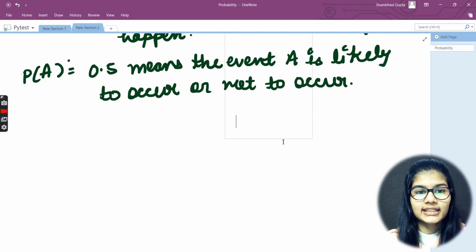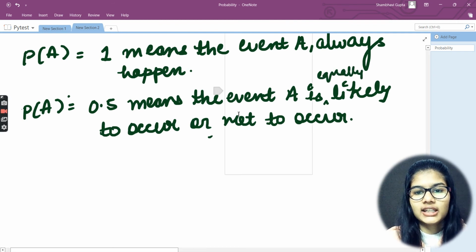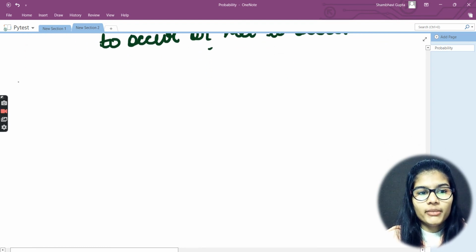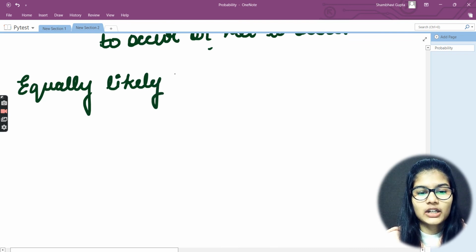Now what does this equally likely mean? When I just wrote here that the event A is likely to occur or not to occur, here you have the equally likely. I am adding equally as well. So 0.5 means that the event A is equally likely to occur or not to occur. What do I mean by this equally likely? What does this term actually mean?